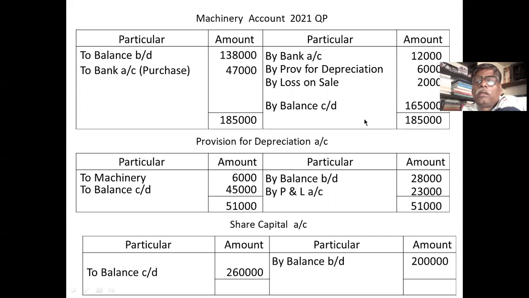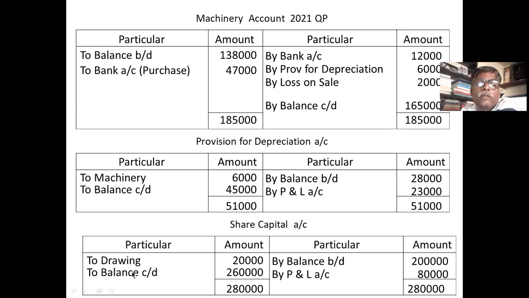So you take the net profit given in the adjustment. Opening balance 2 lakh, closing balance 2,60,000. So you take profit in the capital account credit side, by P&L account 80,000. And take the total of this. Total of this is 2,80,000. Difference is drawing. 20,000 rupees is drawing. By bank. You may call it as by bank.